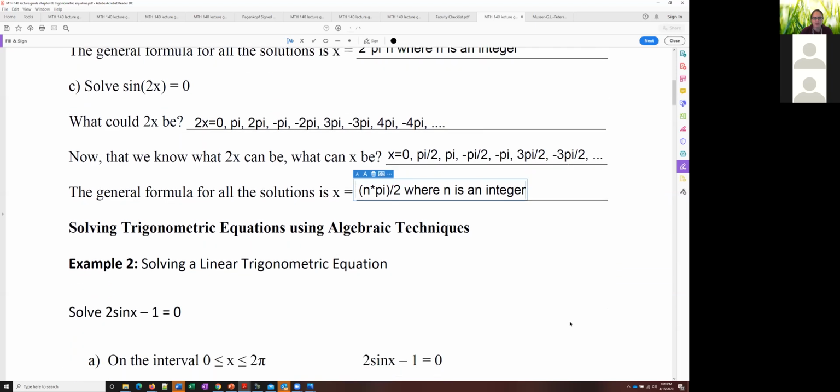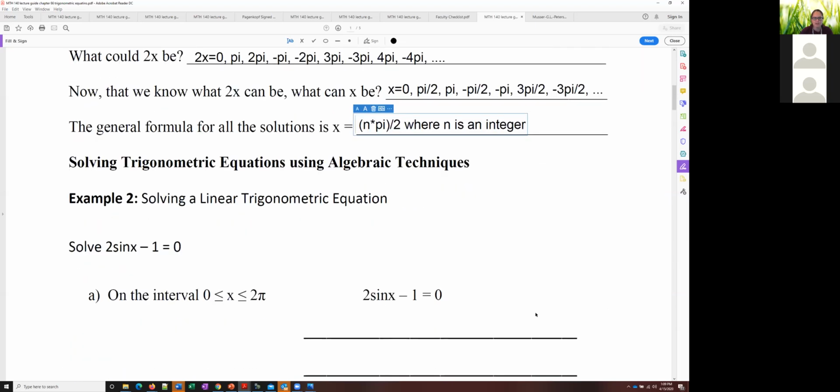All right, so now we're going to take a look at solving some different equations. We're going to start with solving 2 sine x minus 1 equals 0. And I'm going to start by figuring out all the answers on the interval from 0 to 2 pi. So the first thing I'm going to do is add 1 to both sides. So I have 2 sine x equals 1.